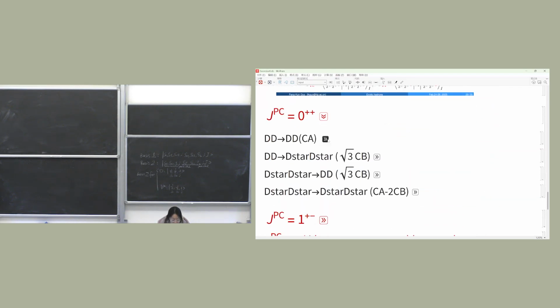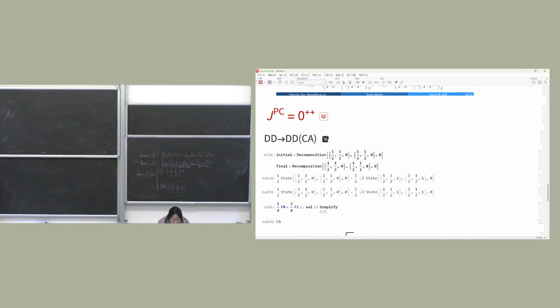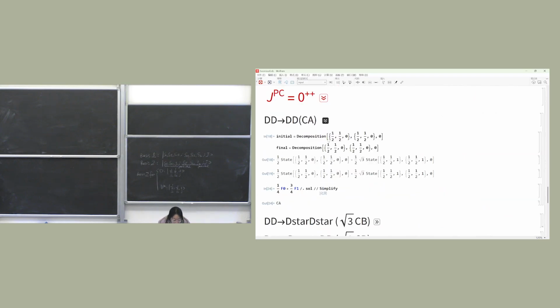DD bar to DD bar, and the answer is CA. Now let's focus on how to derive this CA. The initial state is DD bar. Here I omit all of the bars, so DD means DD bar and D star means D star bar. So the initial state is basically DD bar.